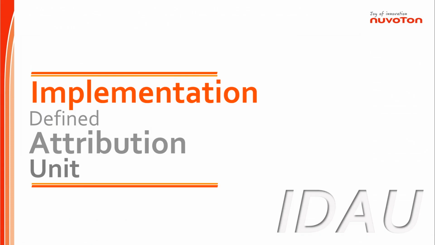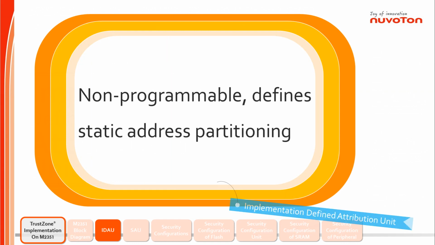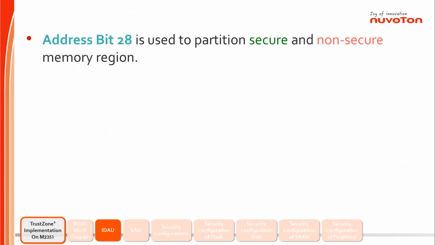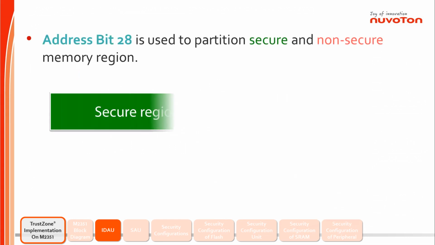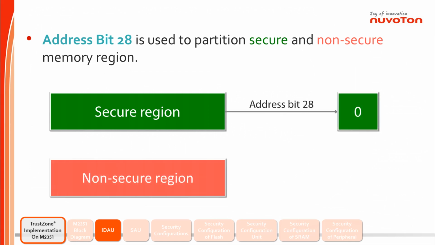The first one is the Implementation Defined Attribution Unit, and its abbreviation is IDAU. The IDAU is non-programmable. It defines the default secure and non-secure partitioning of address space after power on or reset. The IDAU uses address bit 28 for the partitioning. Bit 28 of a secure address is 0, and bit 28 of a non-secure address is 1.